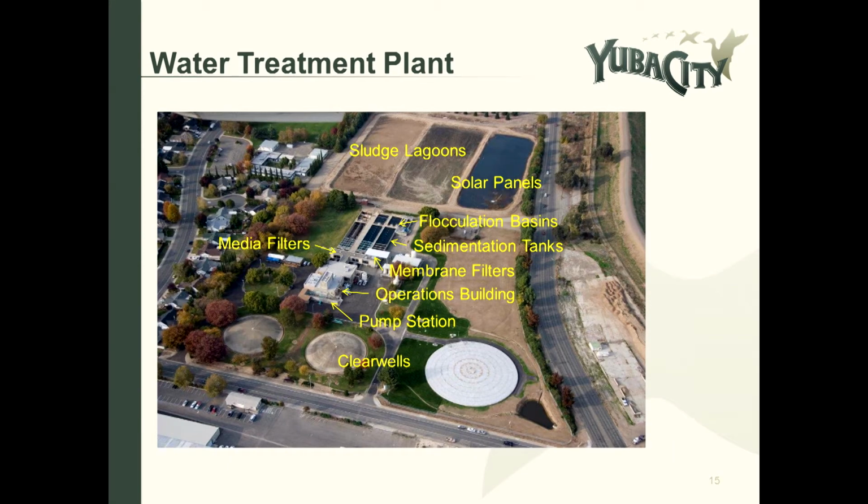Here's an aerial photo of our water treatment plant. We have the raw water line that comes in from the Feather River. The water then goes through flocculation basins, sedimentation tanks, and then either membrane filters or rapid sand filters. And then it goes into be disinfected and then goes out into the distribution system.